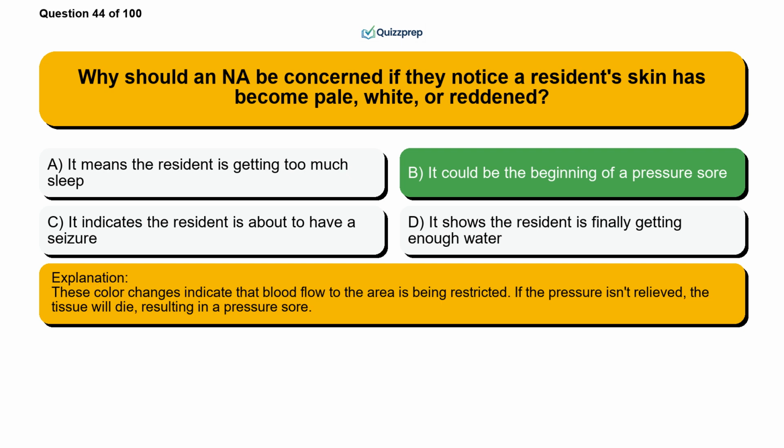These color changes indicate that blood flow to the area is being restricted. If the pressure isn't relieved, the tissue will die, resulting in a pressure sore.